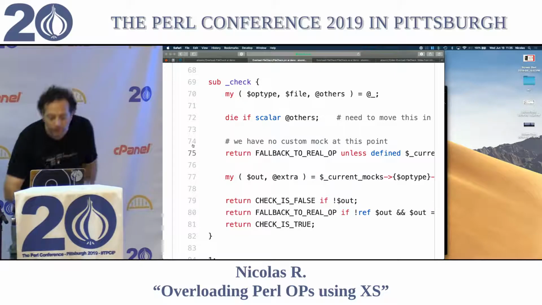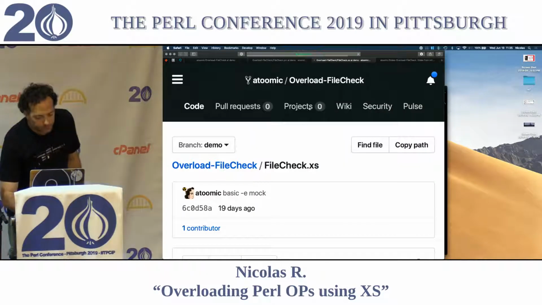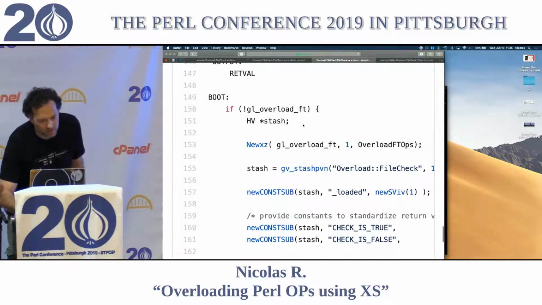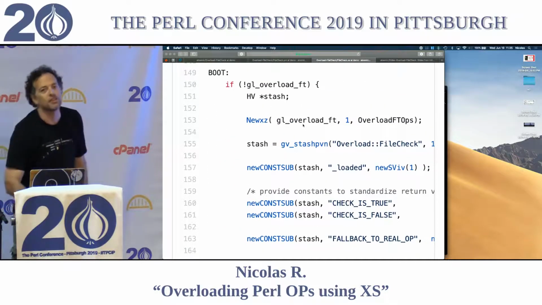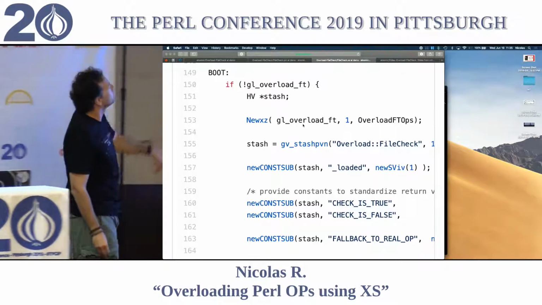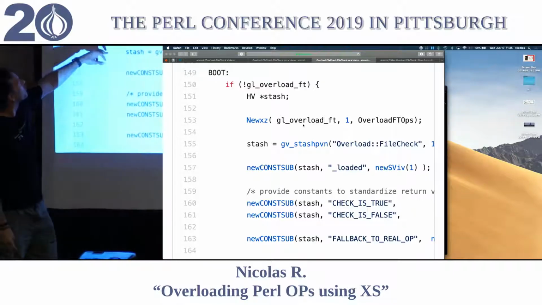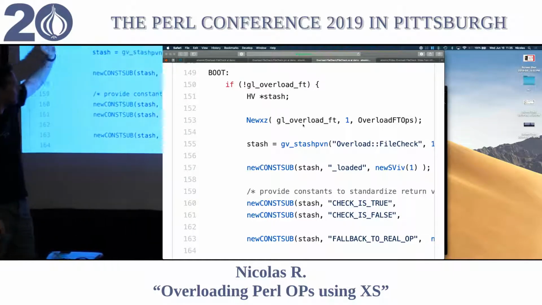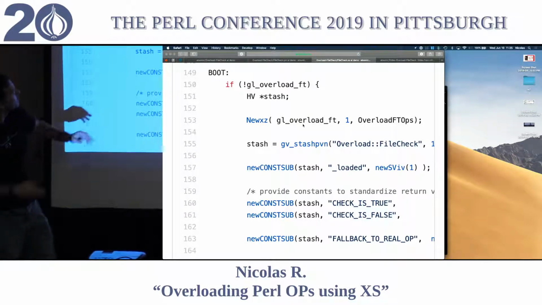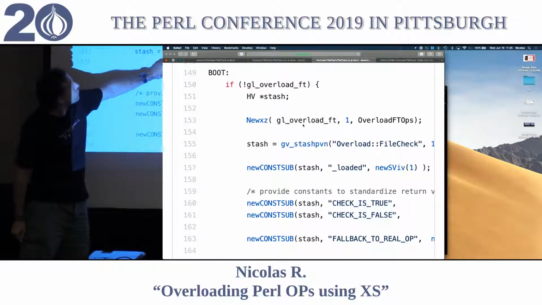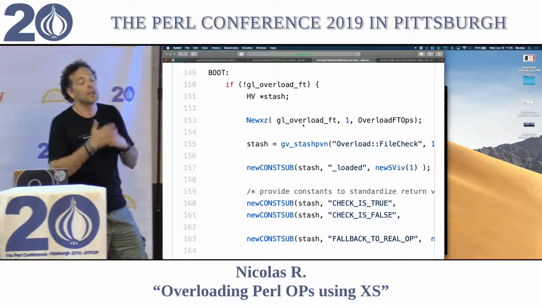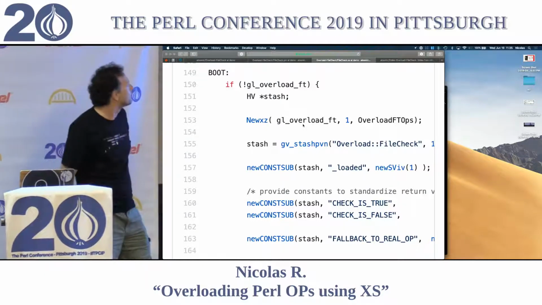Now let's go back and check our XS code. When you start reading one XS code, what I usually do is go to the end and check the boot. The boot is what's happening when you load your XS file. Mainly what it does there, it allocates memory for that struct that's defined somewhere else, where we're going to store our boolean to know if the op is mocked or not. It gets a pointer to the stash for OverloadFileCheck, which is where every element is stored in that package namespace. Mainly it's a hash for that namespace.